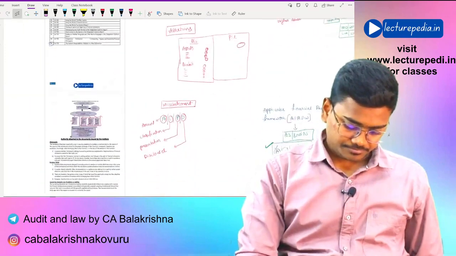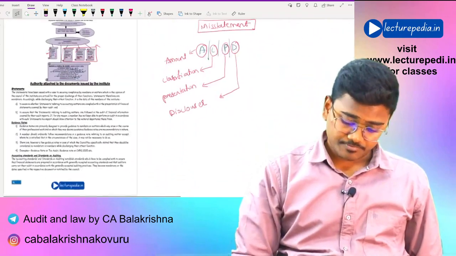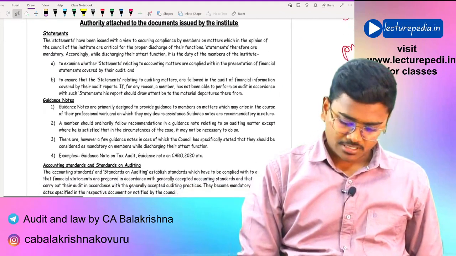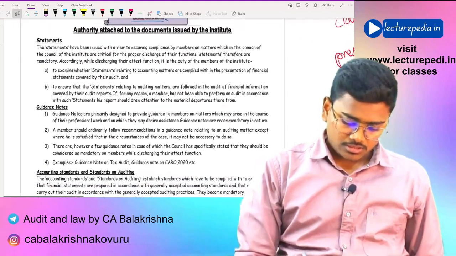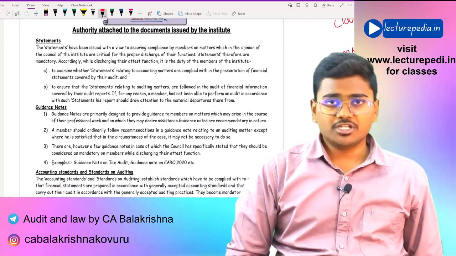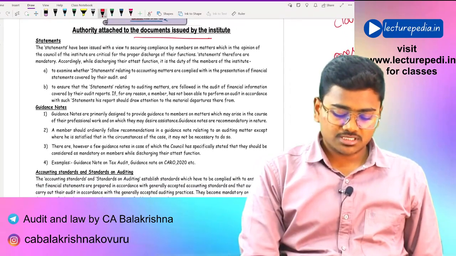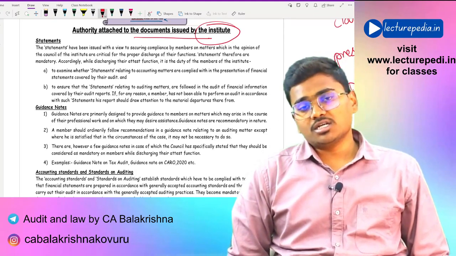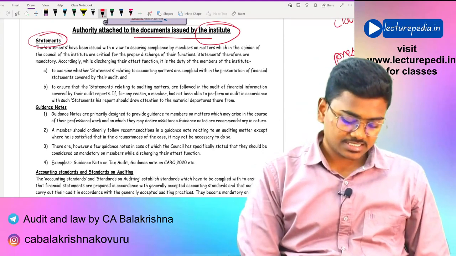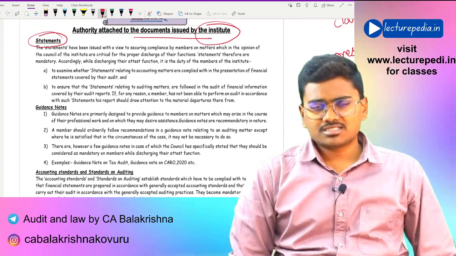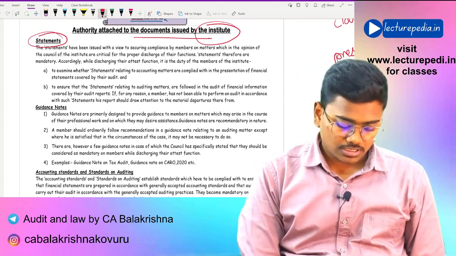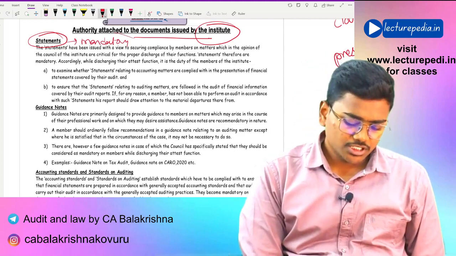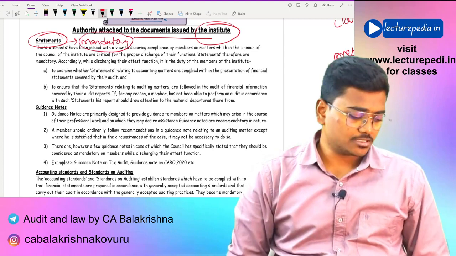And yes, here there are certain documents that our ICAI will issue. See, documents issued by ICAI. First of all, the Institute of Chartered Accountants of India will issue statements, various statements it will issue. Whether these statements are mandatory or not, the answer is yes, mandatory. It will issue statements on various aspects.